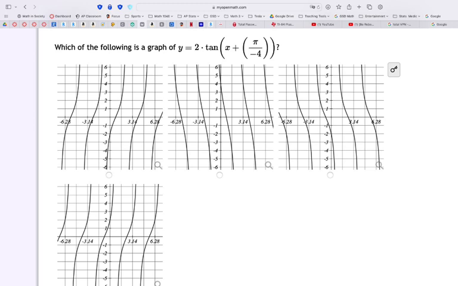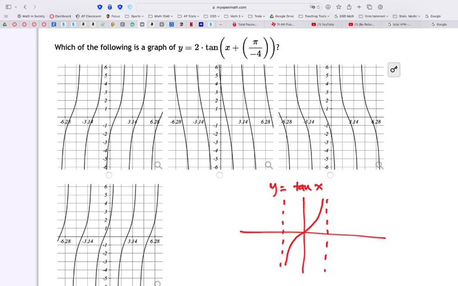So if you look at this, we know that the original tangent graph looks something like this. You have something in the middle, and there are two vertical asymptotes, one to the left and one to the right. And then you keep repeating that. So it looks like this throughout. Now that's for the original regular tangent graph.